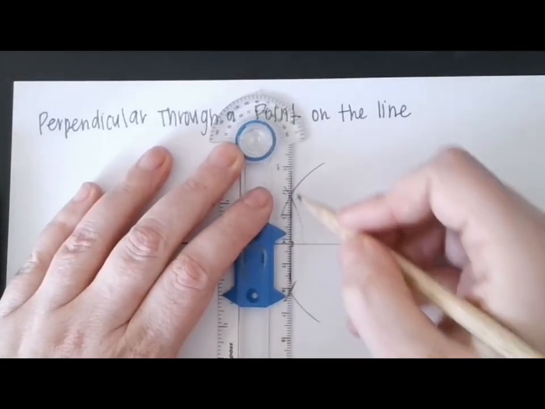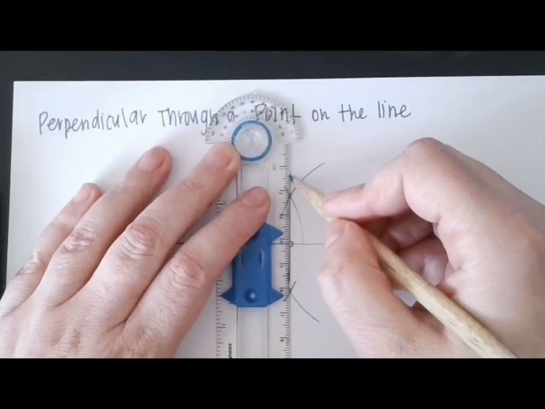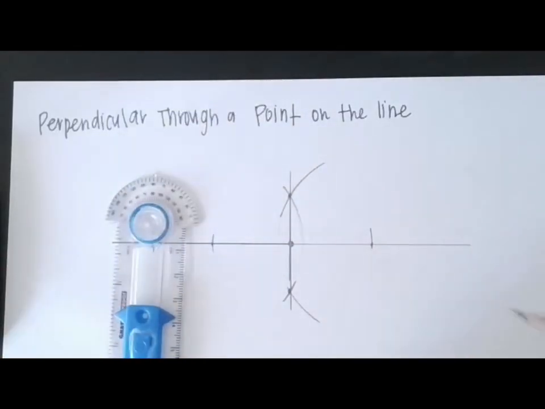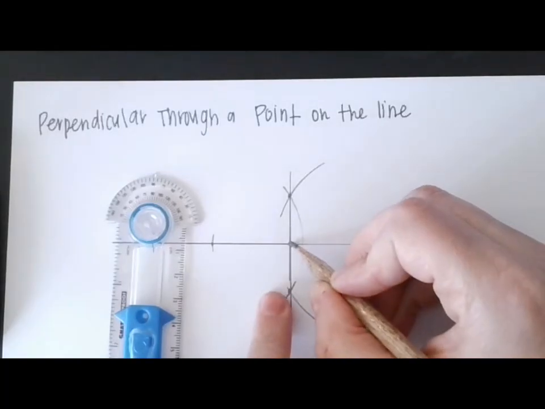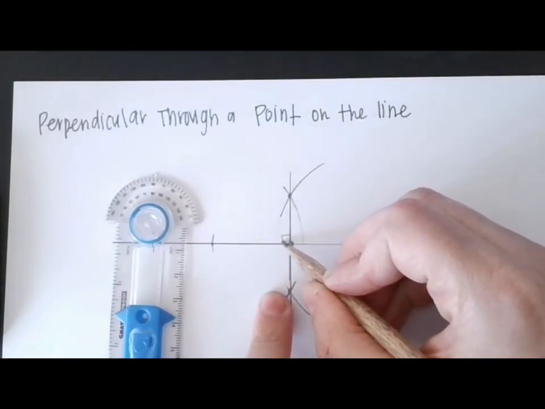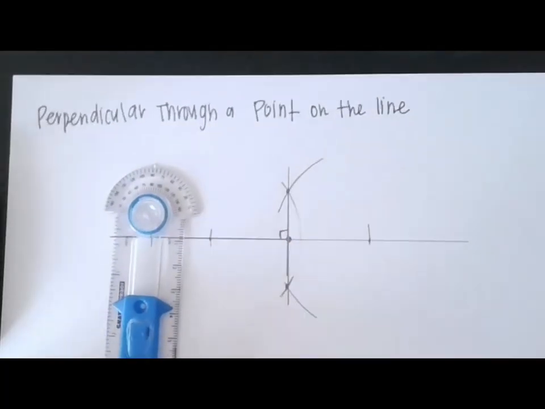And if I connect these intersecting points right here, and make sure we go through those points, then this line goes through the point that we started with. If I measure this angle, this is now a 90-degree angle.